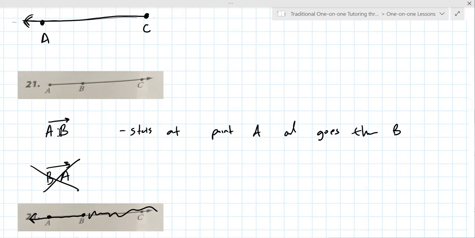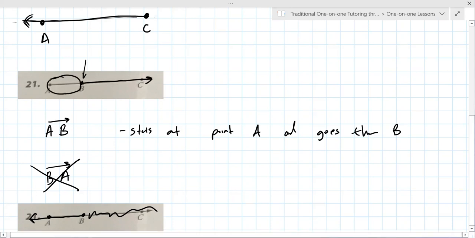And that right there is BC. So no, BC would start at B and go to C. You have to include this part over here with A. So that's why it has to start at A. So it has to start at A. So A, B, that's right. Or A, C.